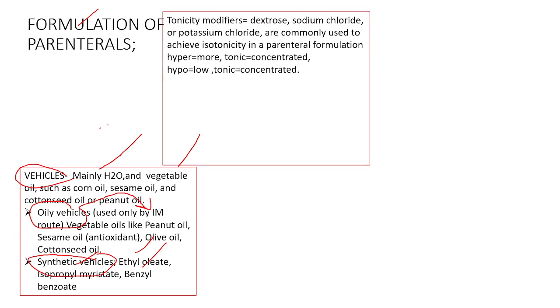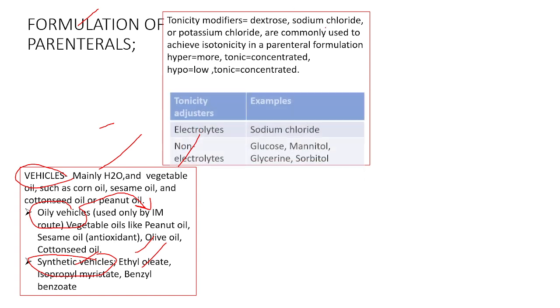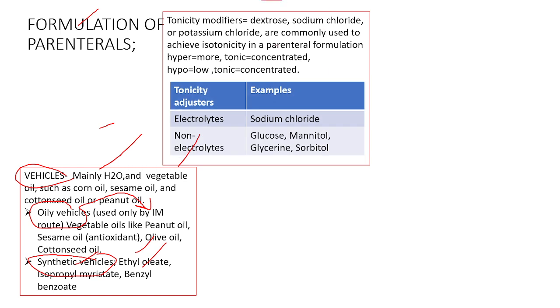Next one is tonicity adjusters. With tonicity adjusters, we need to make the parenteral solution isotonic in nature. How can we adjust the tonicity? By using electrolytes like sodium chloride, sodium phosphate or sodium sulfate. Under the non-electrolytes, glucose, which we can also call dextrose, mannitol, glycerin, and sorbitol.